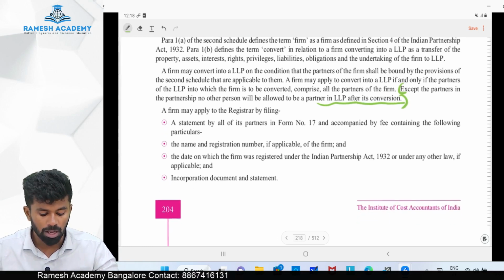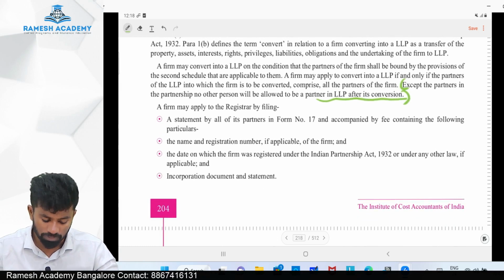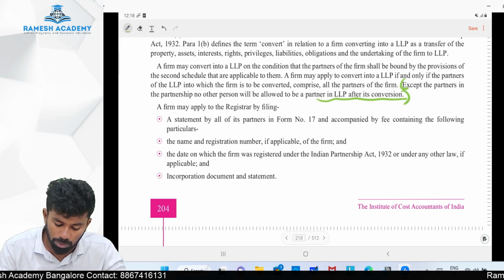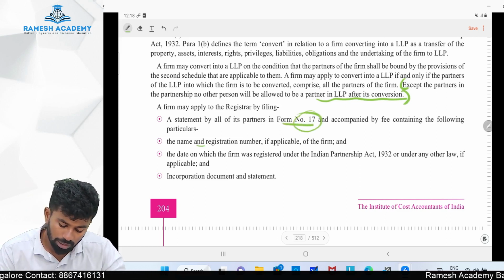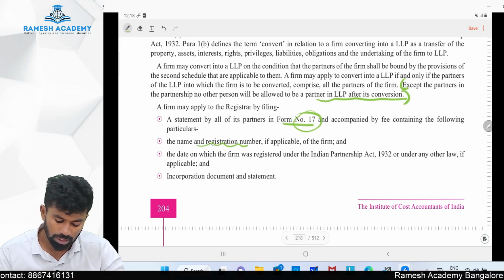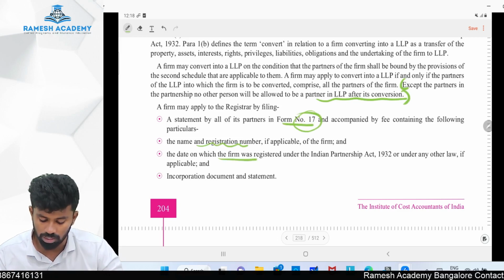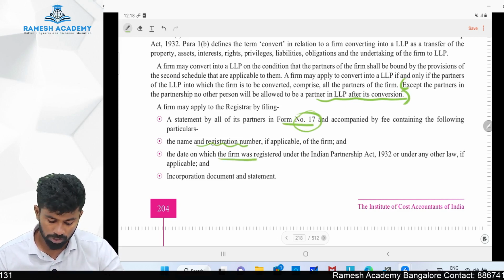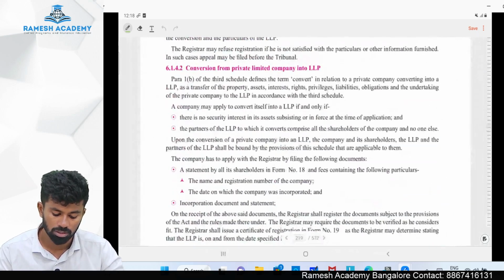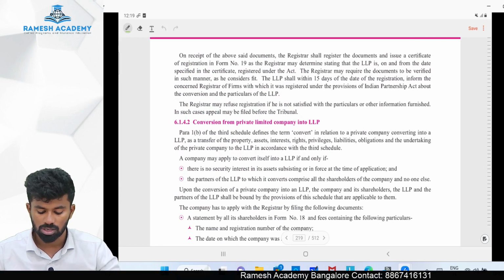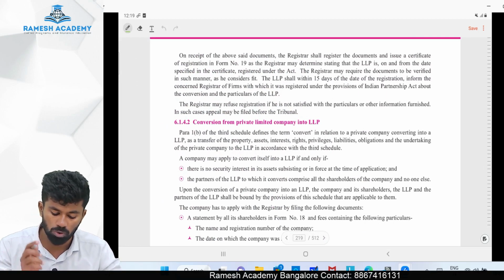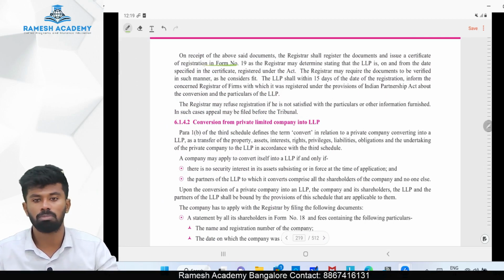A firm may apply to the registrar by filing a statement by the partners in Form number 17, with the name and registration number, the date on which the firm was registered under the Indian Partnership Act, incorporation document and statement. On receipt of the above said documents, the registrar shall register the documents and issue what? Certificate of registration in Form number 10.